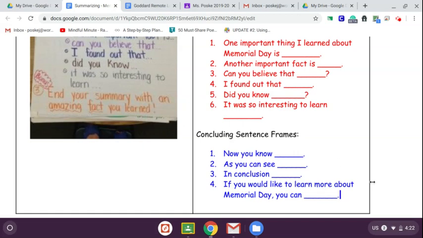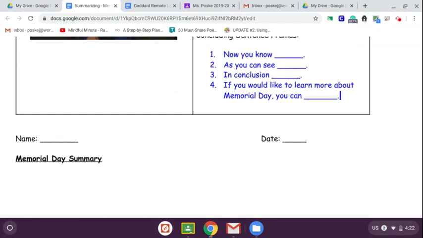If you would like to learn more about Memorial Day, you can check out your local library. You can go on the internet. You can read books. You can look up more things online about Memorial Day, or you can ask a friend, ask a teacher. So that's something interesting that you can end your summary with as well.